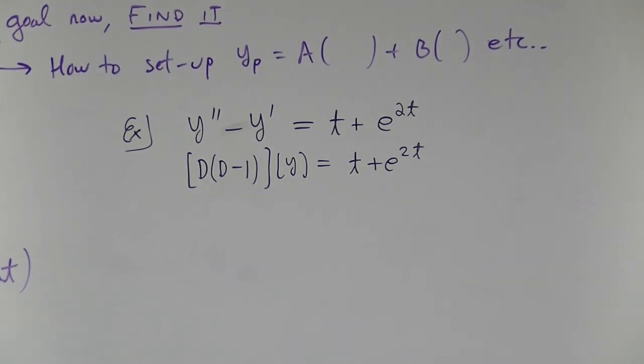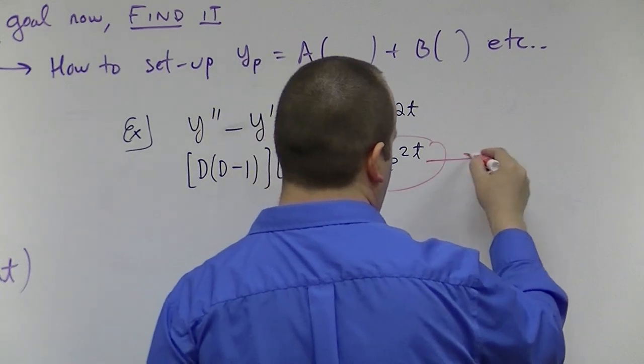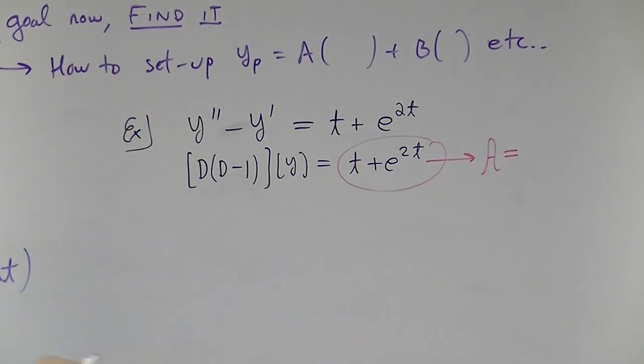How am I going to annihilate t plus e to the 2t? What should I use for my annihilator? How do you get rid of t? Apply D squared. Now, the reason you know that is because t appears as the solution to D squared y equals 0. It's in the fundamental solution set.